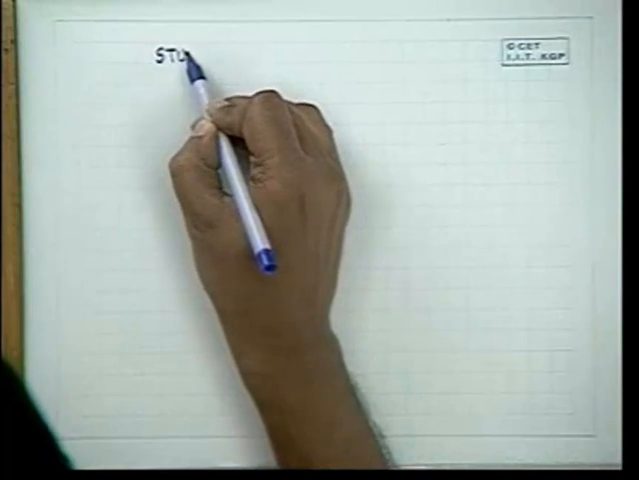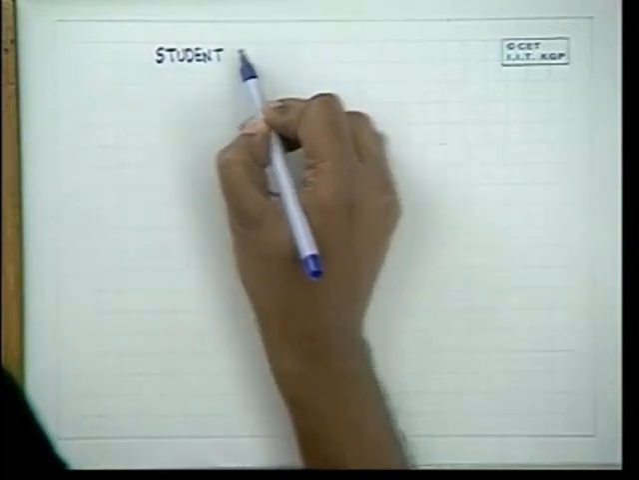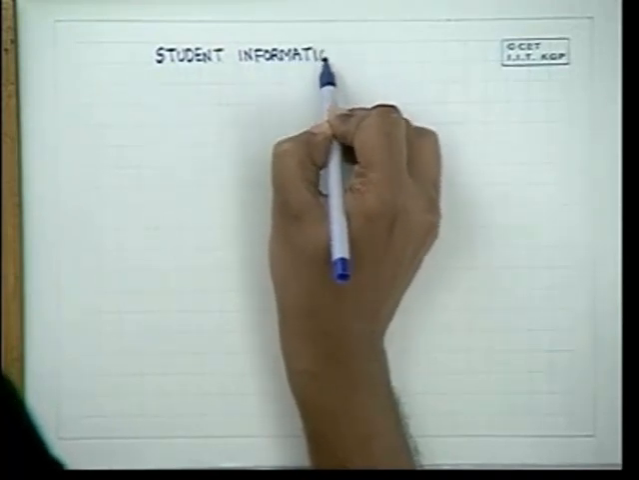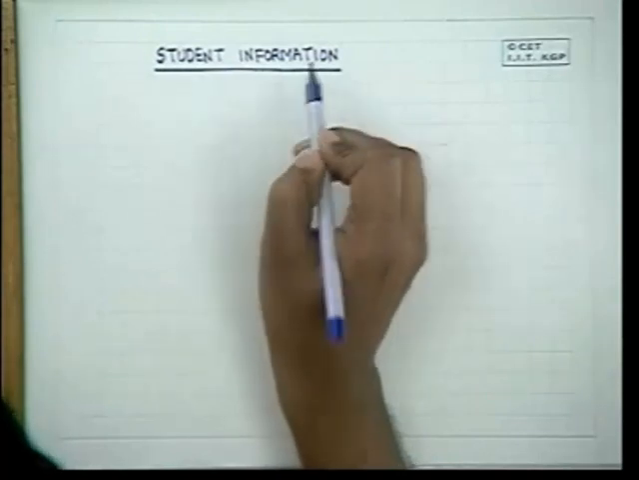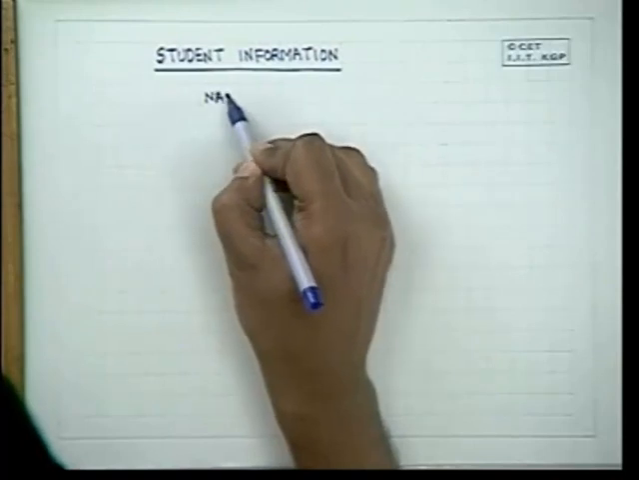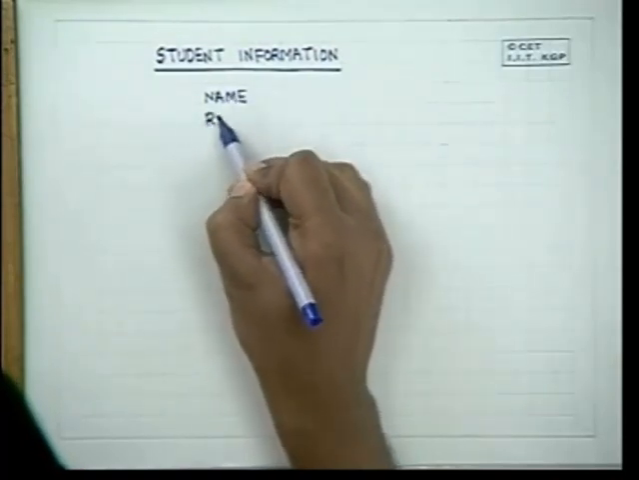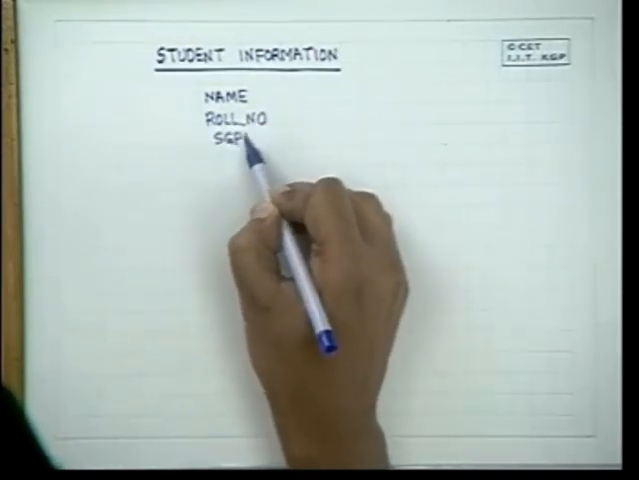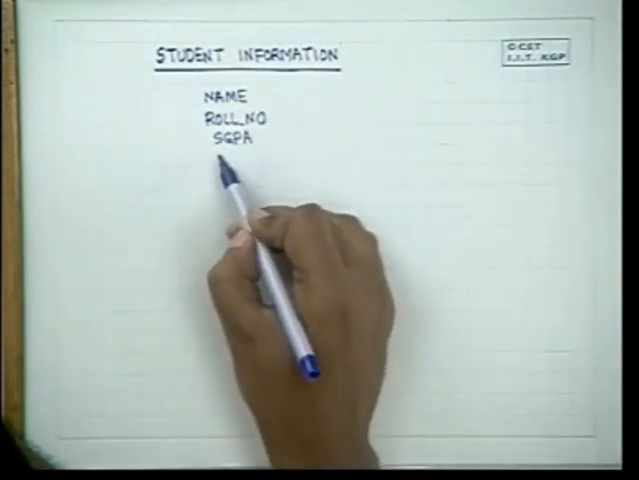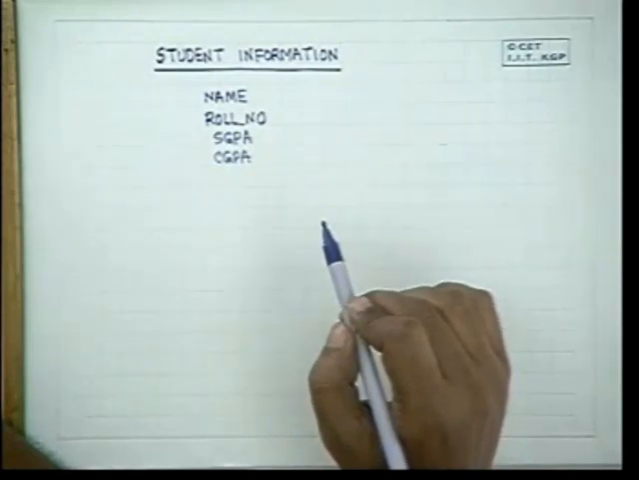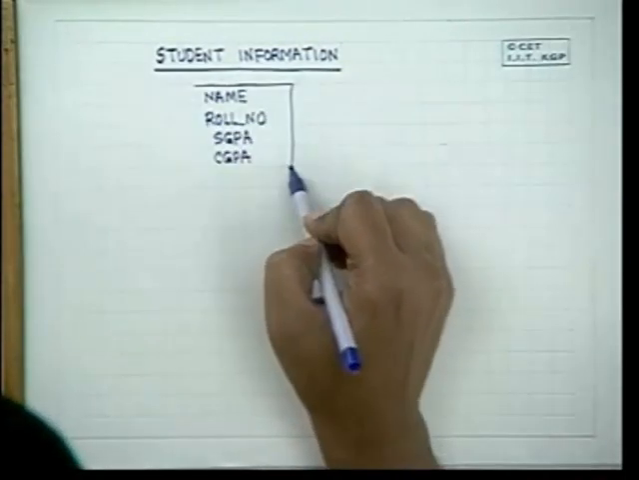Consider another situation where we have to maintain some student information. In order to maintain it, we need to keep various information about a student. For example, let us assume that we keep the name of the student, the roll number of the student, the SGPAs for the relevant number of semesters, and the CGPA values for the relevant number of semesters. Now, let us see how we would go about doing this.